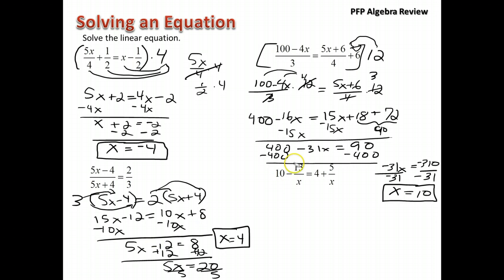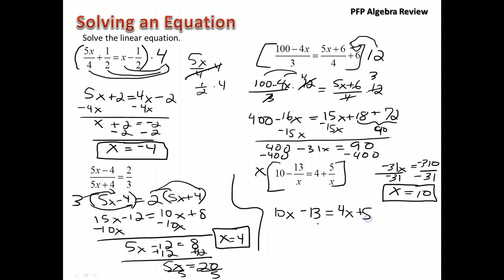One last question from this set. Let's multiply everything by x in this last equation. Common denominator is x. We'll end up with 10x minus 13 is 4x plus 5. Subtract the 4x to get 6x minus 13 is 5. Add the 13 to get that 6x is 18. Divide by the 6 to get that x is 3.